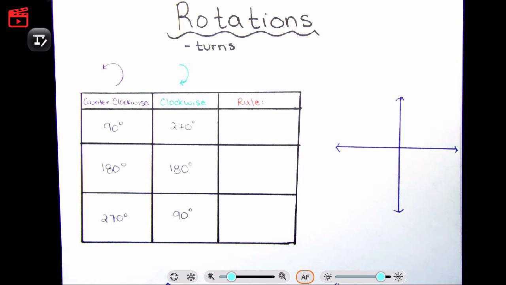In this video, we are talking about rotations. That is taking a pre-image, rotating it, and then getting your image.